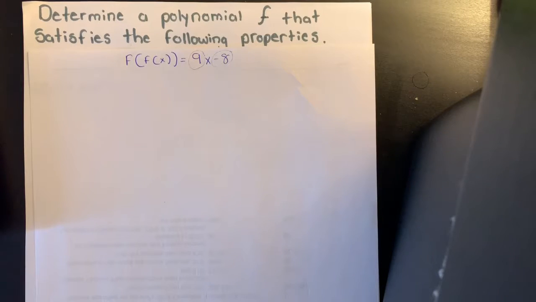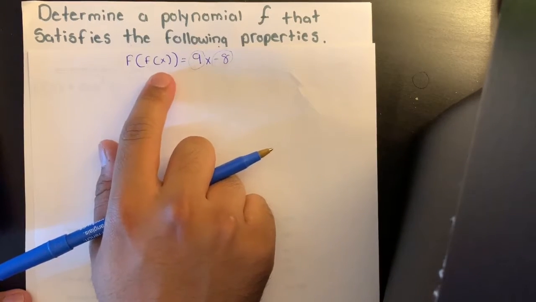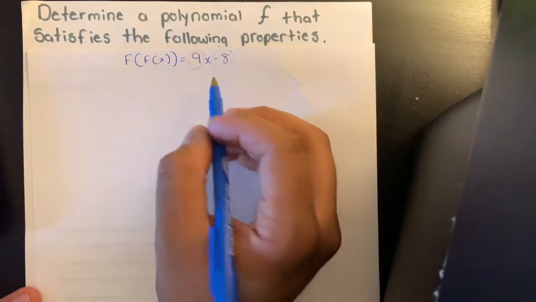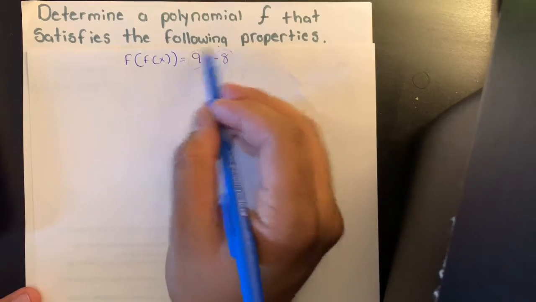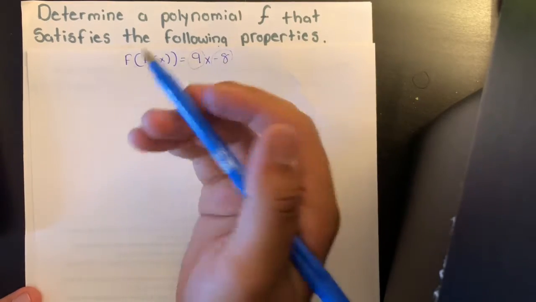This is question 85 from section 1.1. Determine a polynomial f that satisfies the following properties. f at f of x is equal to 9x minus 8. So the first thing we want to realize is this polynomial is of the first degree, right? Because the only variable has a degree of 1, so it's of the first degree.